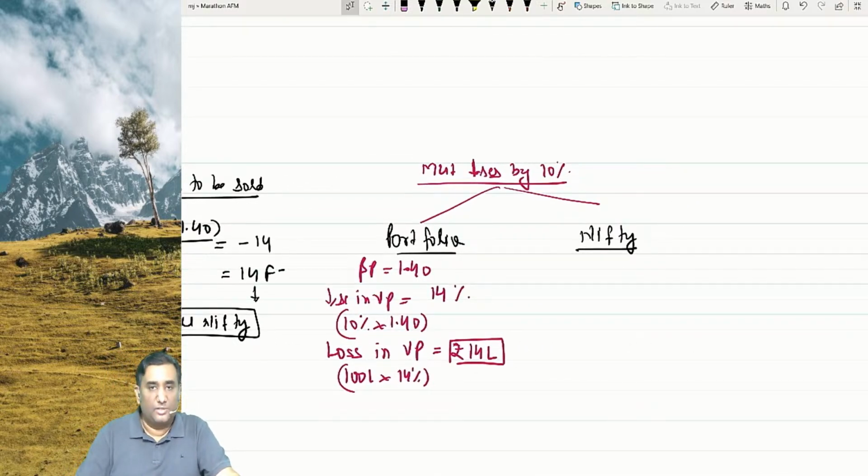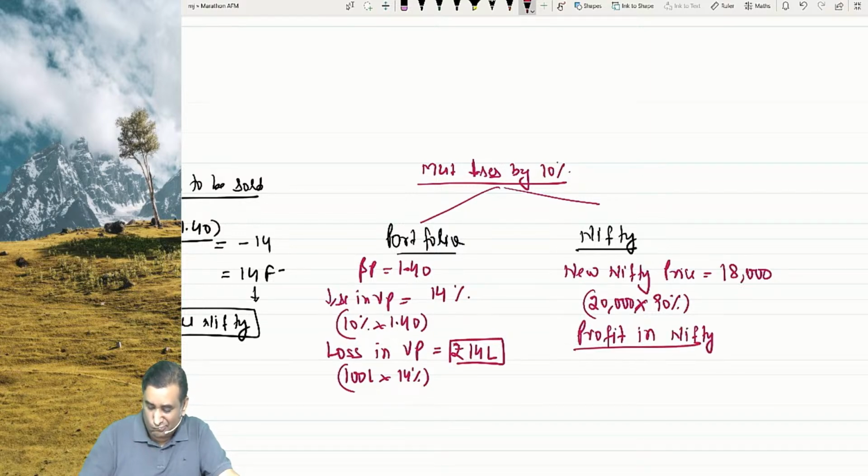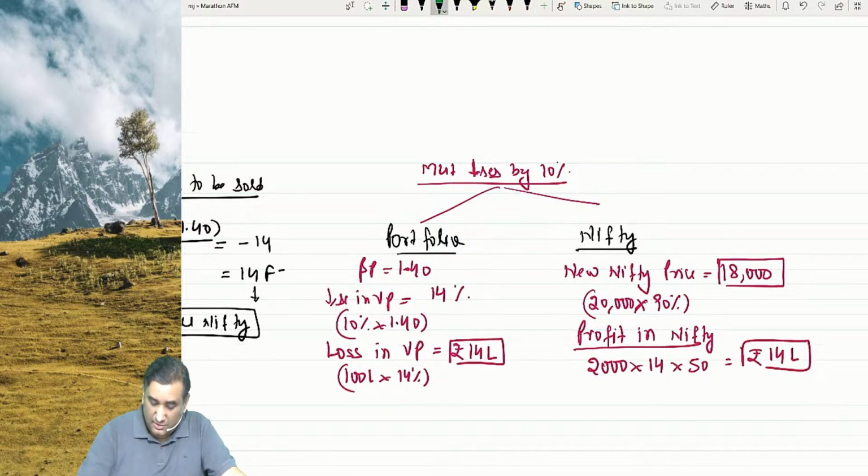Now this 14 lakh will be compensated from the Nifty. Sir, how would we compensate? Price falls ten percent, profit. How much profit do we make? 1000, na? 1000. How many contracts? 2000. And since it is F minus, profit, how many? That is exactly what.